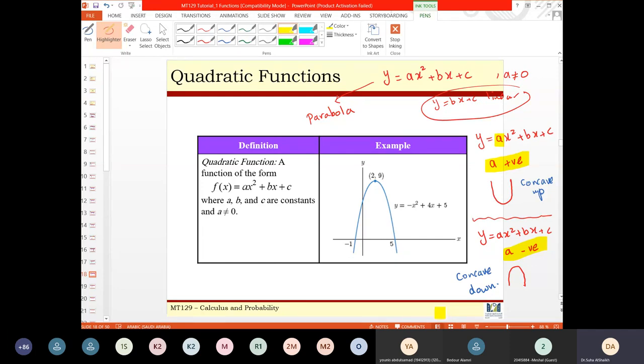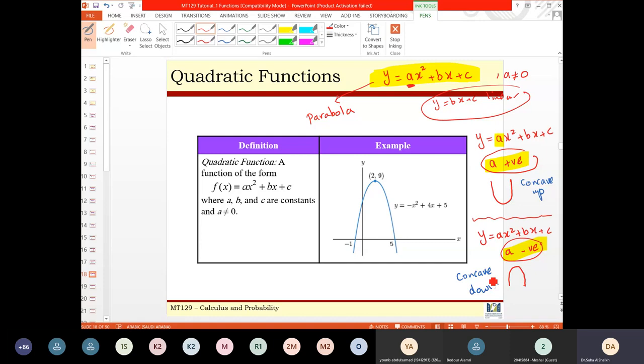Okay, this is the quadratic function. The quadratic function is either concave up or concave down. Depends on what? On the a. When a is positive it opens upward. When a is negative it is concave down. Got it now?